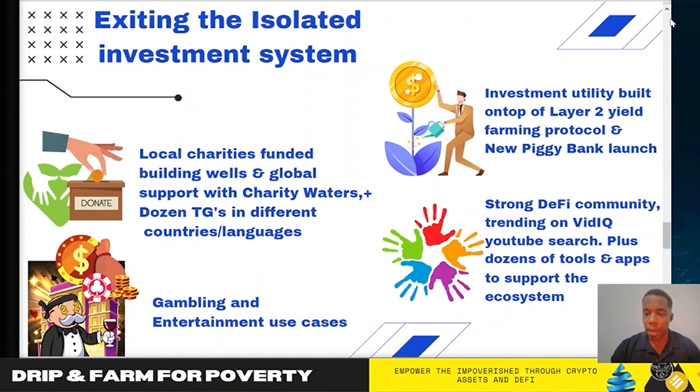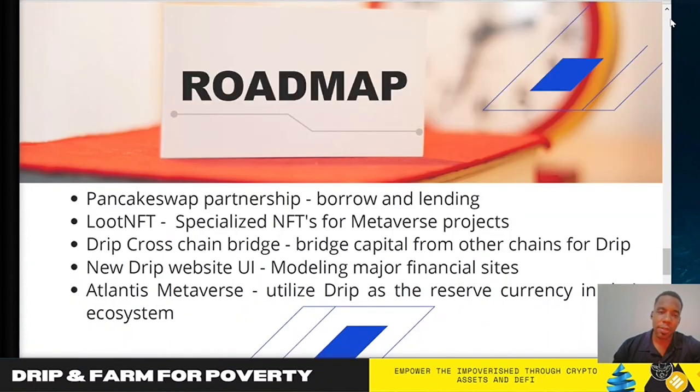Lastly, and the most important in my opinion, is how strong the actual community is for Drip. If you do a vidIQ search for crypto and DeFi projects, trending is the Drip platform and Forex Shark ecosystem. And you'll also find that there are dozens of tools and apps that people within the community have built to support this ecosystem, as well as additional projects and even games that people are talking about developing for Drip. So the community is carrying a large portion of the utility for these projects.